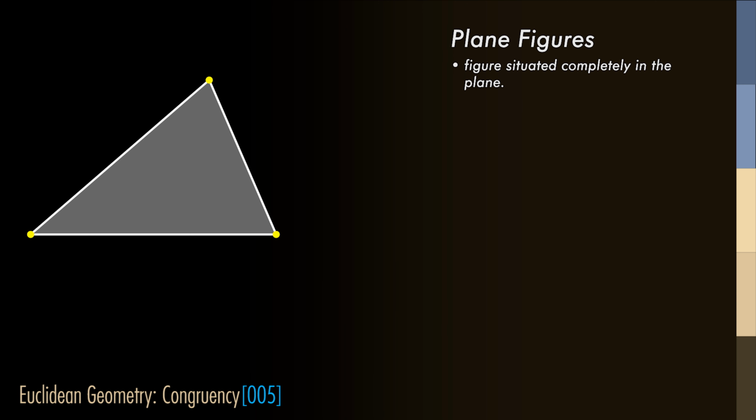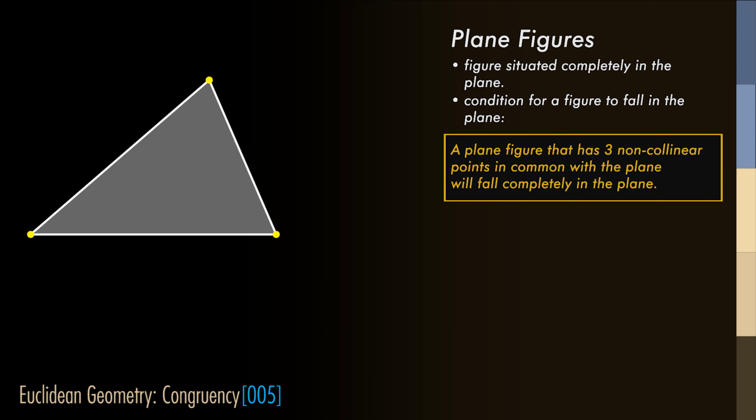A plane figure is a figure that is situated completely in a plane. By the way, when does a plane figure completely fall in a certain plane? Well, when the plane figure has 3 points in common with the plane and those 3 points are not collinear, then we are sure that the figure lies in the plane.